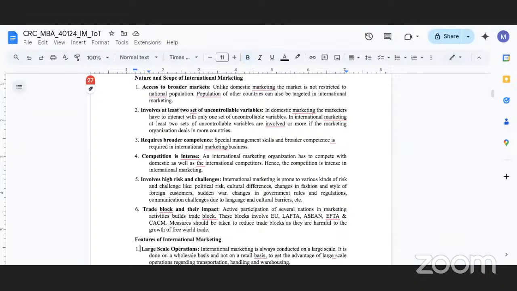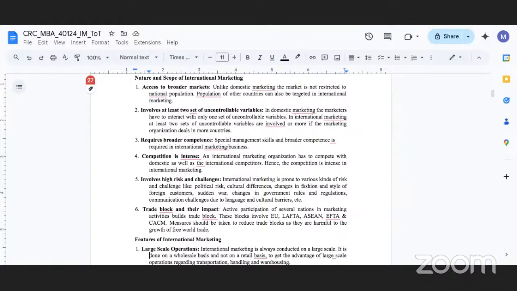The third aspect is it requires a broader competence. Special management skills and broader competence is required because you need to understand how different countries work. The rules and regulations, as we have been talking about, are different for different countries. The requirements are different. The consumer needs and perceptions are different. So there are specialists who work in only specific countries in certain industries, and they do not go beyond that market.